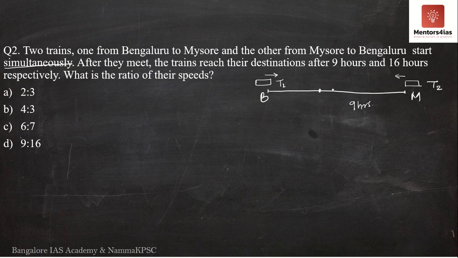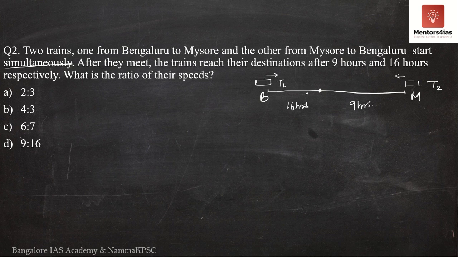Now this should have been somewhere over here, but fine, this is only for the sake of representation. So don't take this literally that they are actually meeting here. I'm just saying they'll meet somewhere here. After meeting, the first train, train 1, will take 9 hours to reach Mysuru from here, not from Bengaluru. Whereas the second train will take 16 hours to reach Bangalore after meeting here.